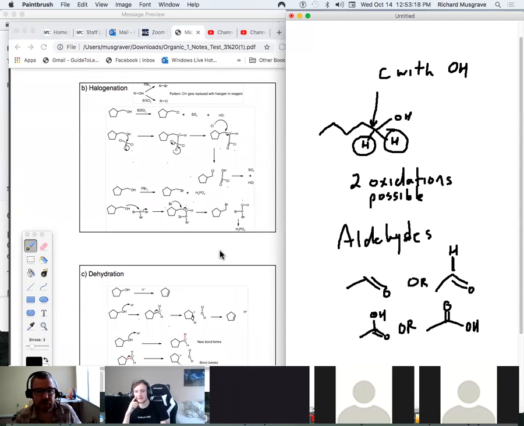The next one is halogenation. Now, this is the first example of what I'm calling an optional mechanism. Let me be more clear on that.